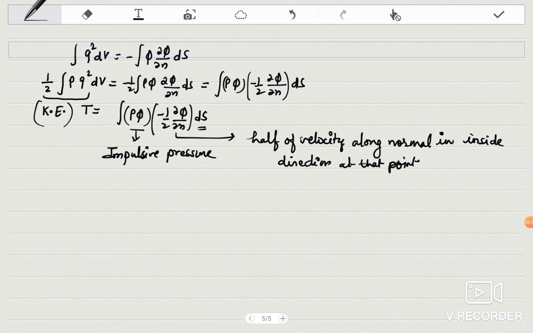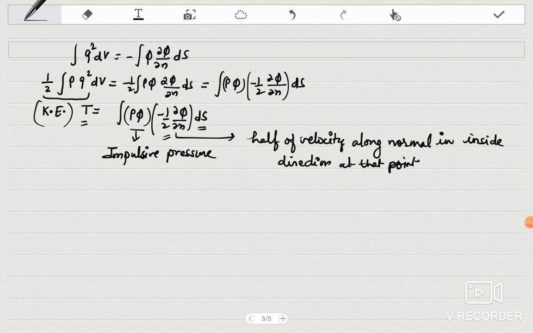And so this shows that this kinetic energy is depending upon the boundary. Whatever is the motion of the boundary or whatever is the flux through the boundary is the main factor on which this T is depending, because T is the sum of all the impulses applied on any arbitrary point of that surface ds, expressed in terms of impulsive pressure, product of impulsive pressure with half of the velocity at that point. So it simply means that T is depending upon the motion of the boundary.